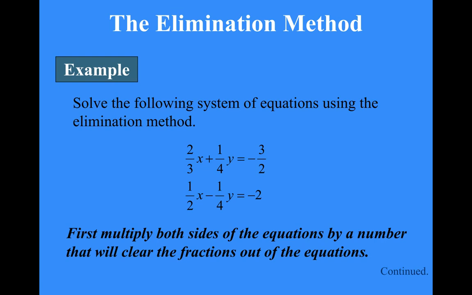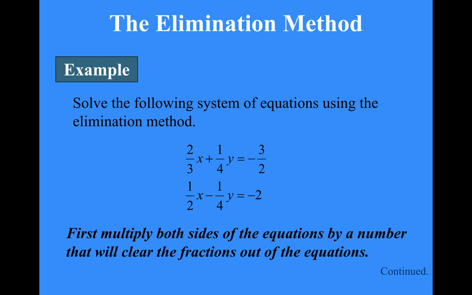However, remember what our goal is. Our goal is to eliminate one of my variables. Well, since these are already opposites of each other, we should multiply both equations by the same number. Okay? So that this y and this y, which are already opposites of each other, can just cancel out. Well, let's look at the first equation. I have a 3, a 4, and a 2 as my denominators. I have to come up with the common denominator so that I can get rid of these fractions.